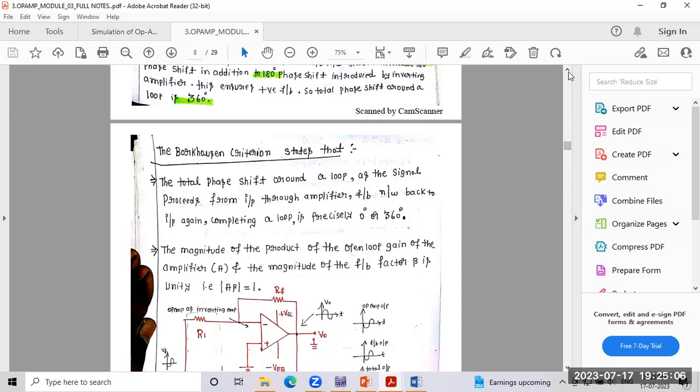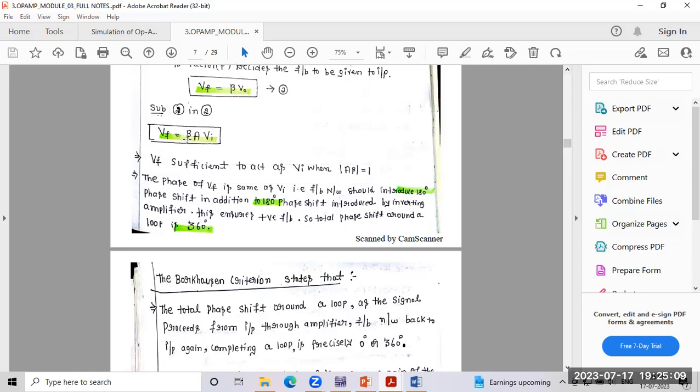Here, A beta should be equal to 1. Then only the criteria will match. The criteria is A beta equal to 1. If beta into A equals 1, then VF equals Vi. This means VF will act as the input supply for our basic inverting amplifier. Here the phase of VF is the same as Vi.